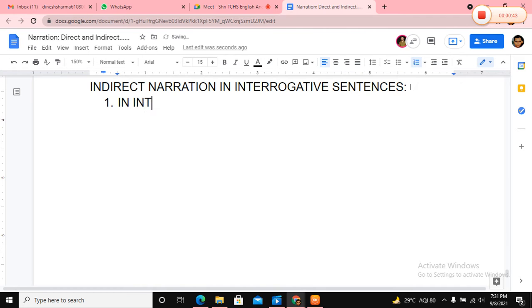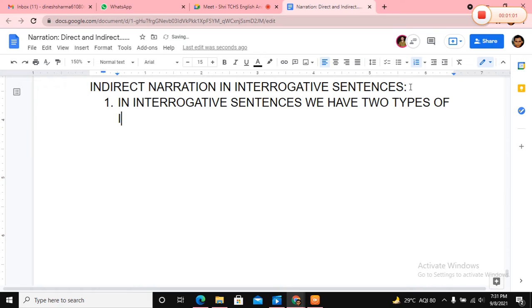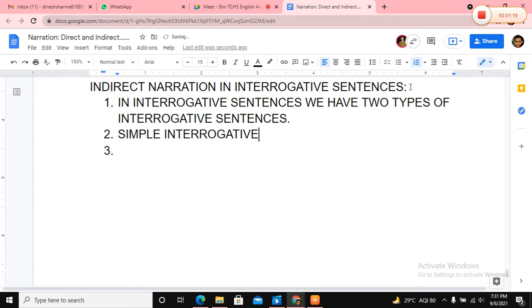In interrogative sentences, we have two types of interrogative sentences. First one is simple interrogative, and second one is special interrogative.